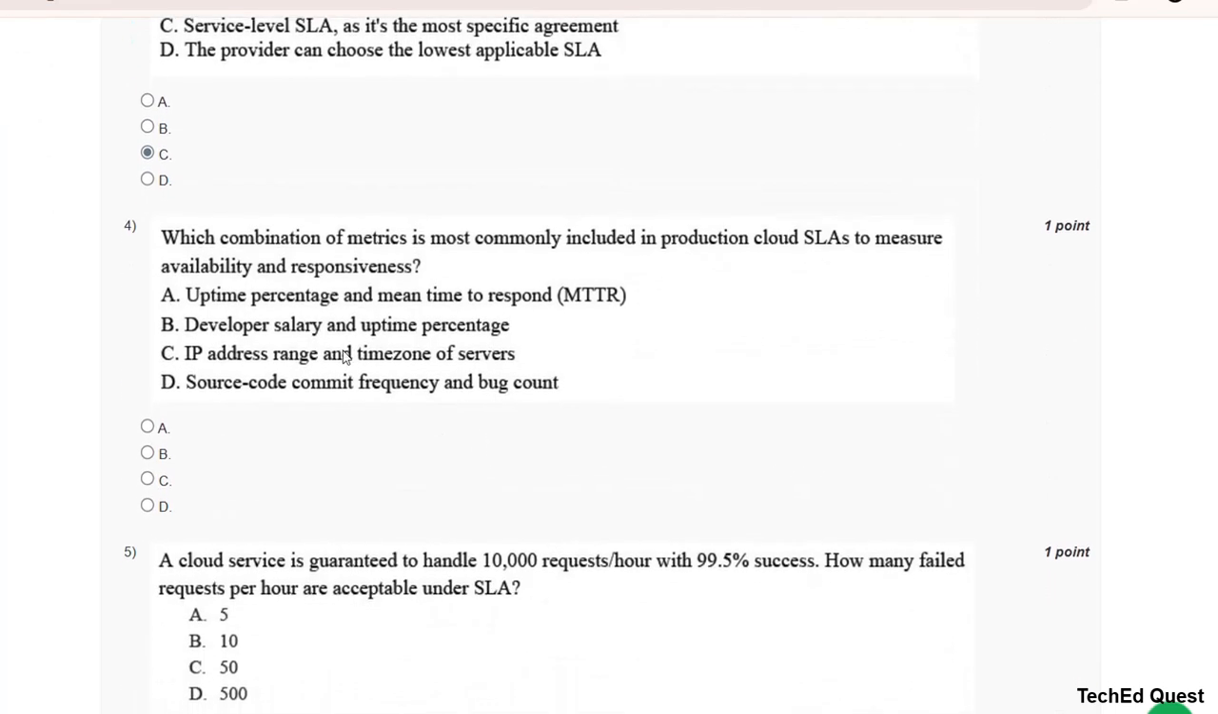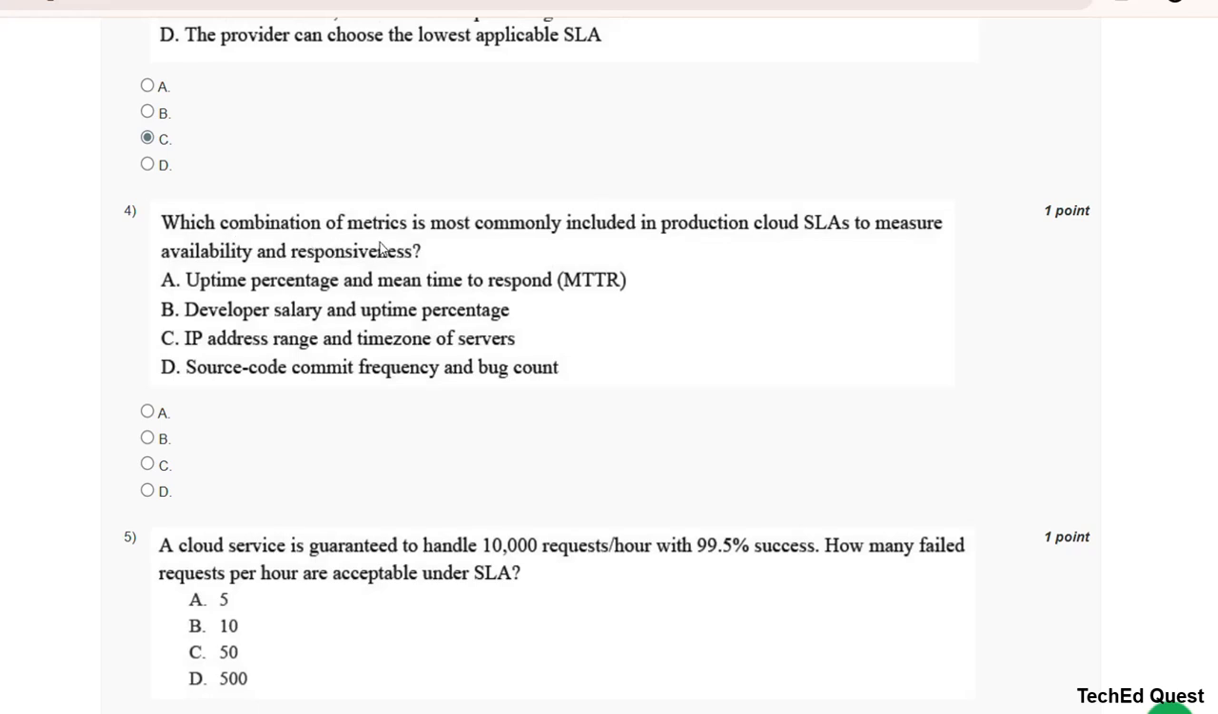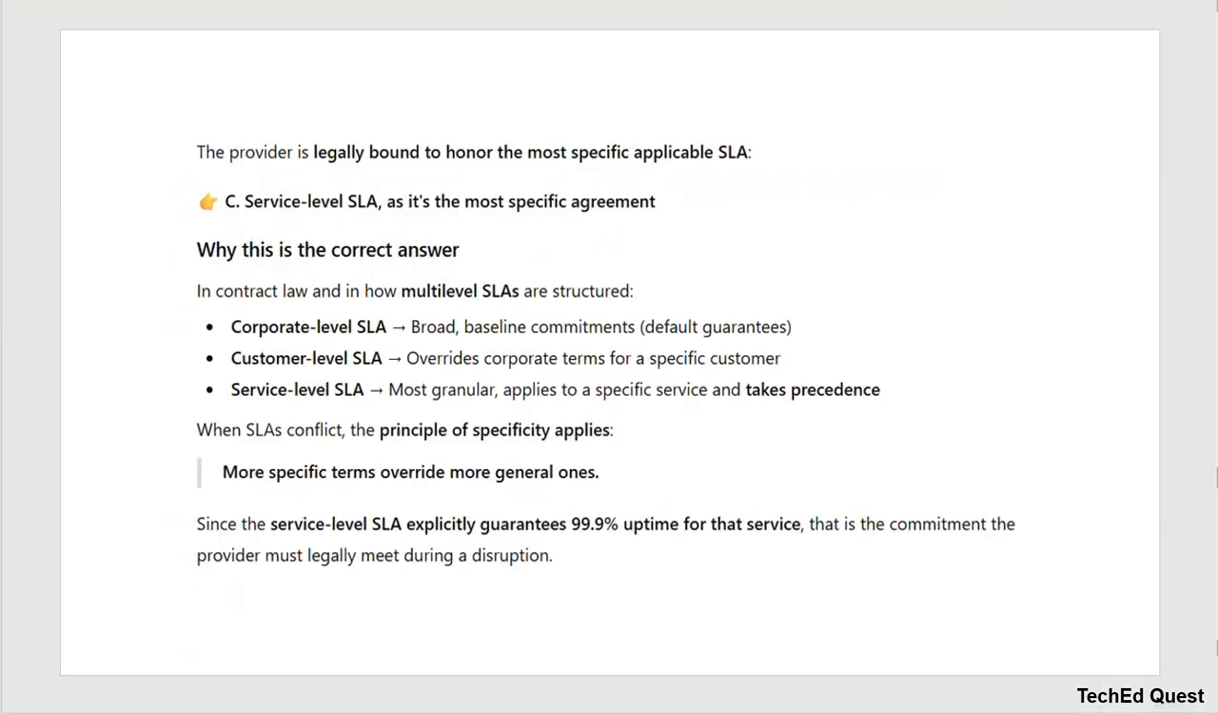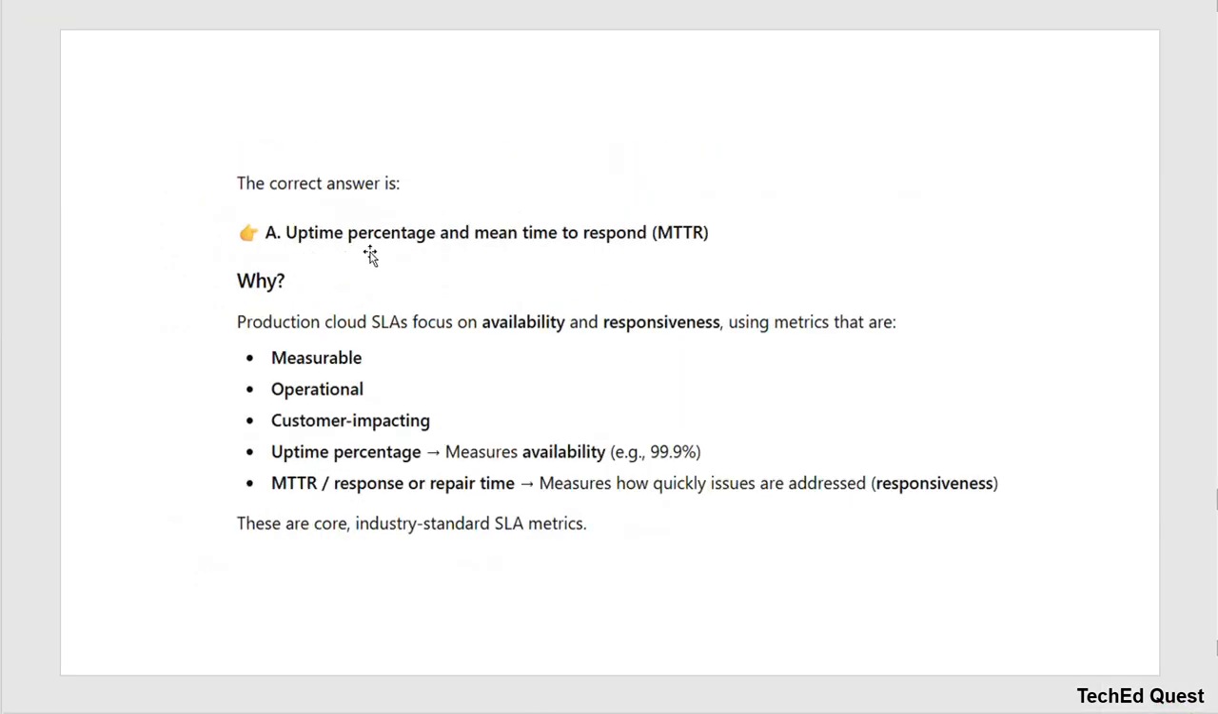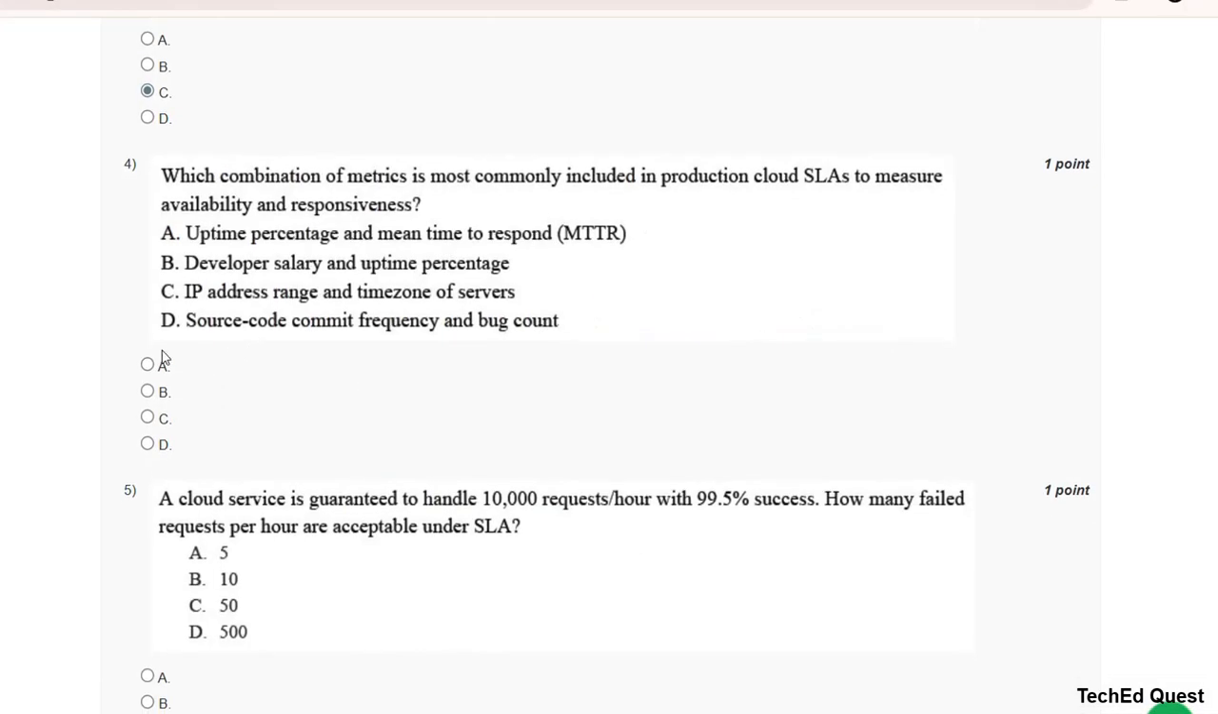Now move to the fourth question. Which combination of a metric is most commonly included in a production cloud SLA to measure availability and responsiveness? So the correct answer for fourth question is A. Uptime percentage and mean time to respond, MTTR. So correct answer is A.